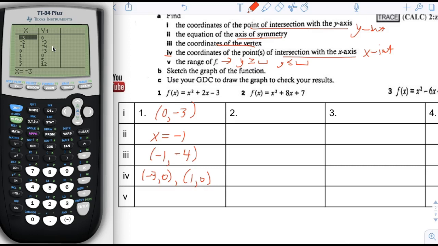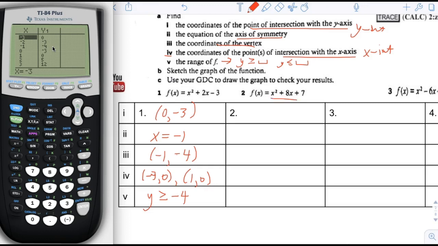And we can confirm that by looking at the y-coordinate of the vertex, which is the lowest y value in this case because it opens up, right? So we could put that the range is y is greater than or equal to negative 4. So we can actually find the range by using the y-coordinate of the vertex.